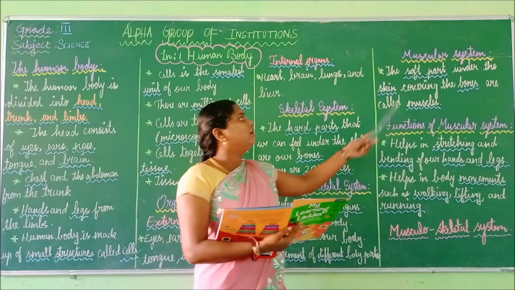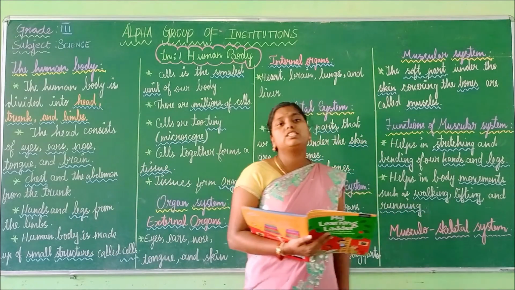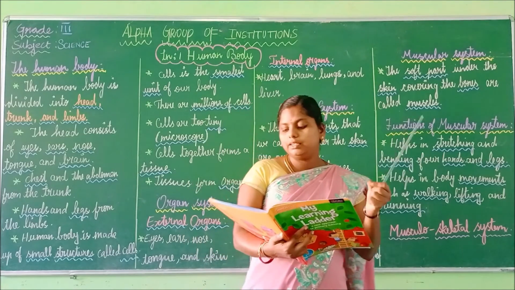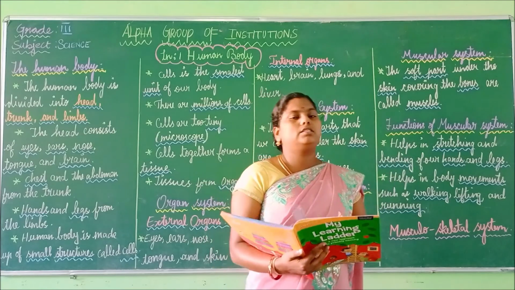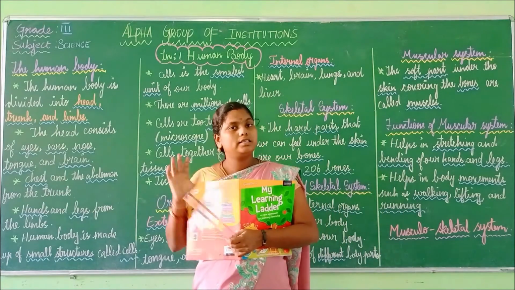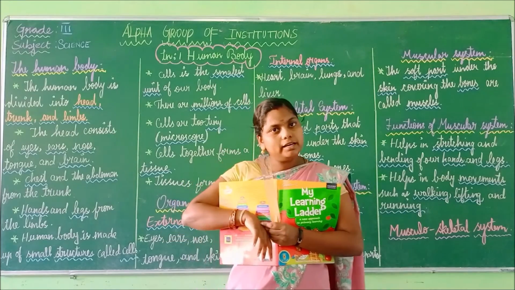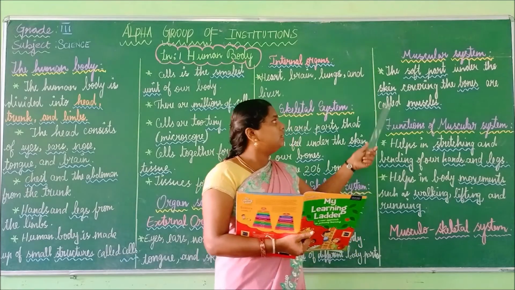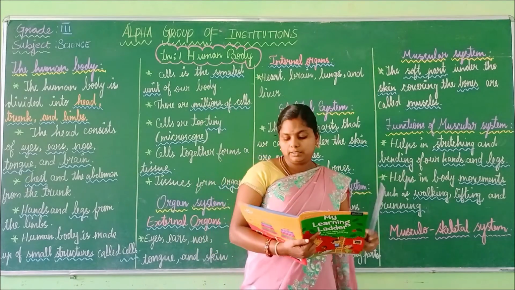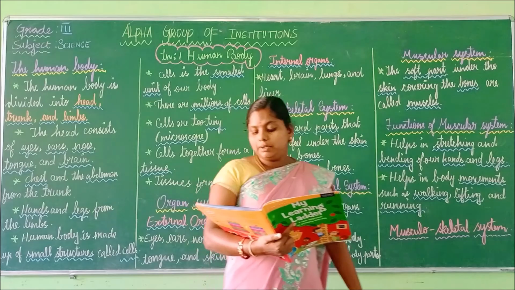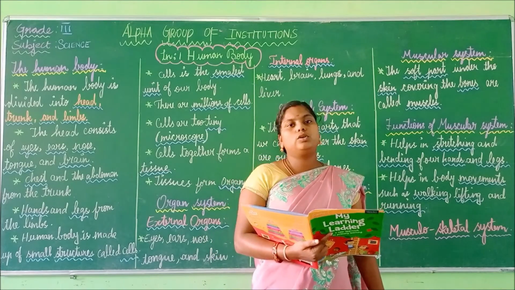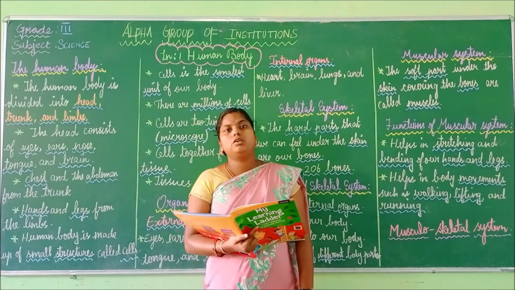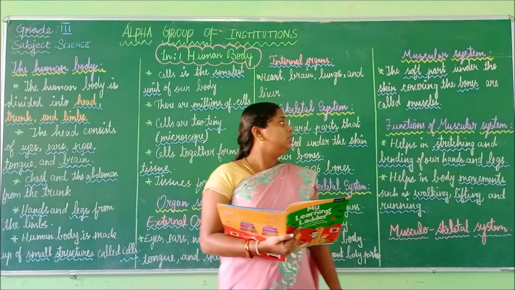The next one we are going to learn is the muscular system. The soft part under the skin covering the bones is called muscle. It is not as hard as the skeletal system; it is very soft under the skin. All the muscles together form the muscular system. So all the muscles throughout your body form the muscular system.